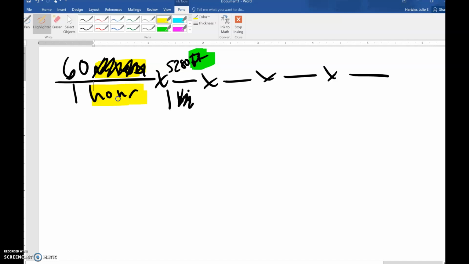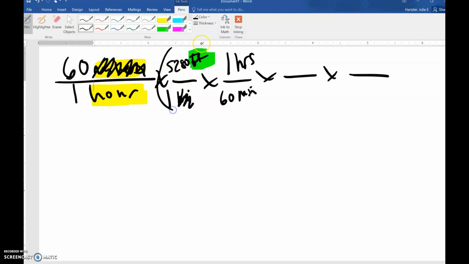So now I'm going to deal with hours. Hours is on bottom, so I need hours on top, and hours go to minutes. And again, the numbers follow the labels. So I know there's 60 minutes in 1 hour. You want to make sure whatever this is, it equals 1. Like there really is, 1 mile is 5,280 feet. So that's 1. 1 hour is 60 minutes. So that's 1.